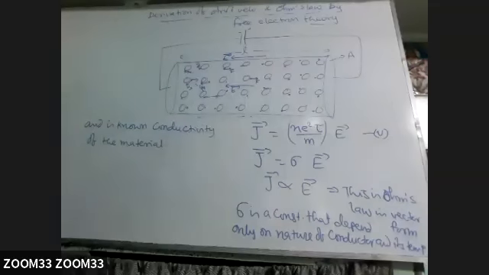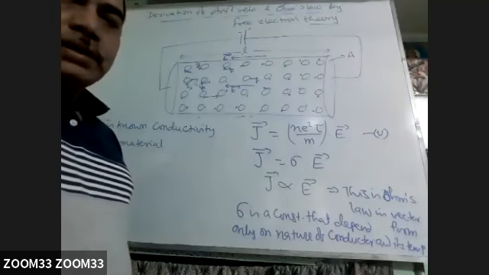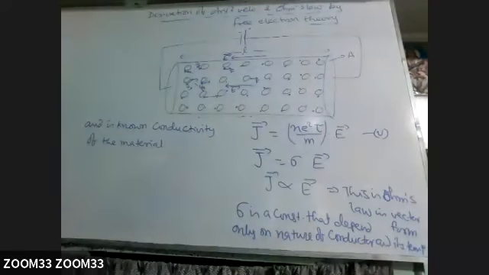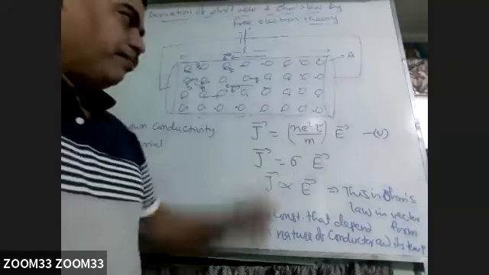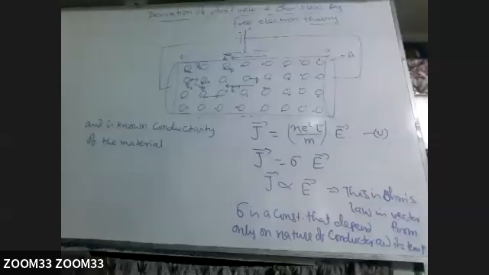So yesterday we finished up to here. We have derived the relation, Ohm's law in vector form. We say J is sigma E, so this is our sigma: n e square tau over m is sigma.